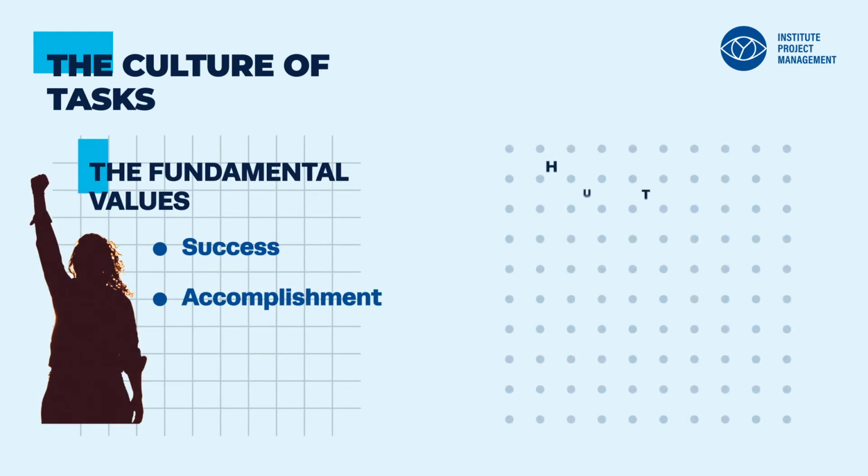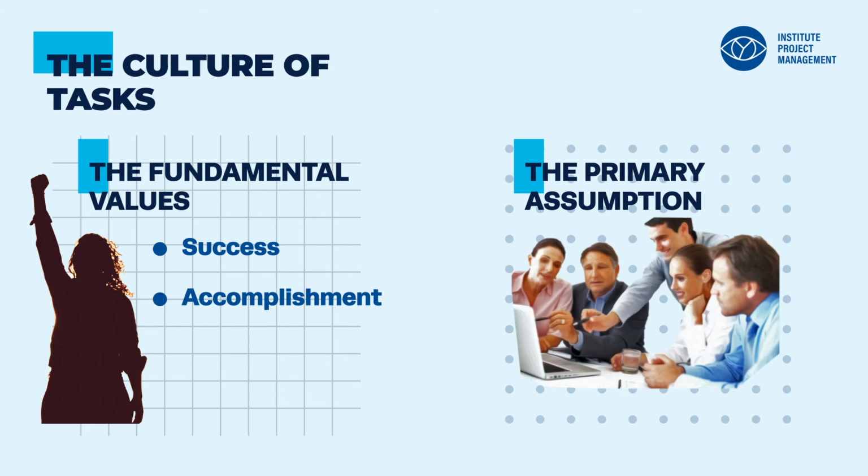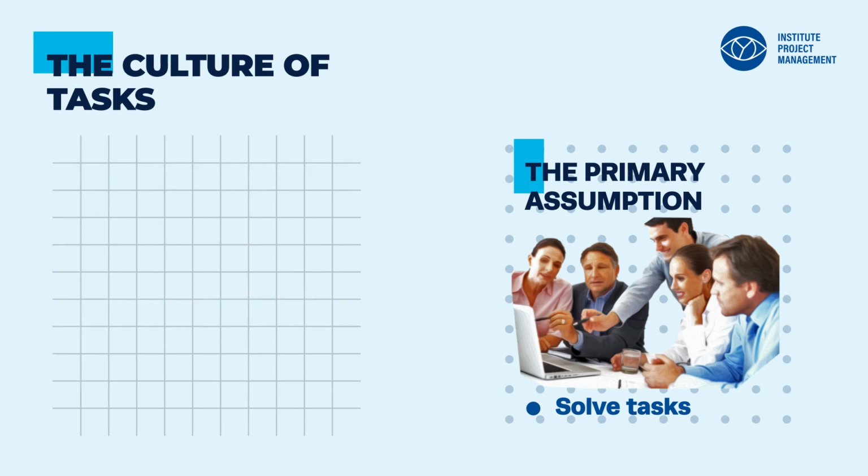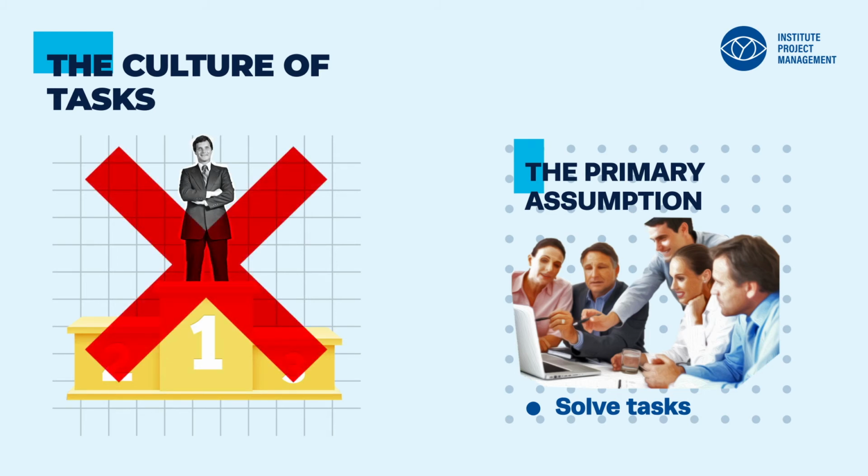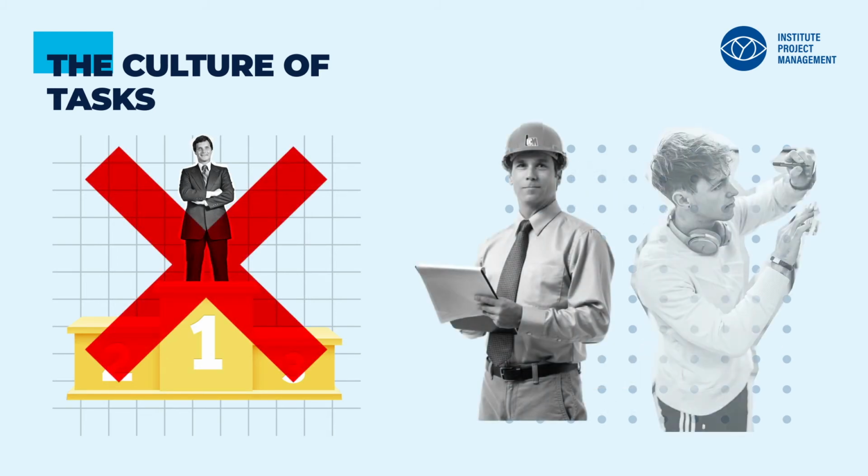The primary assumption is that the organization should be there to solve tasks. Everything is oriented towards work that needs to be done, and that is the main priority. Here the people aren't valued by their position, but by their ability to do their job, and the power lies in the hands of the most competent person. That is why this type of culture is best for highly motivated people, especially those whose motivation is intrinsic.